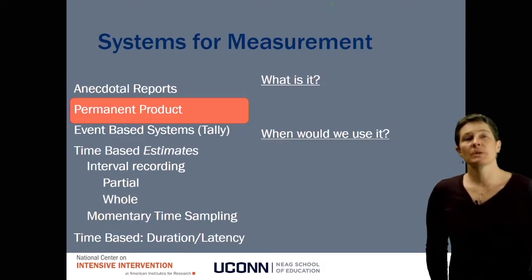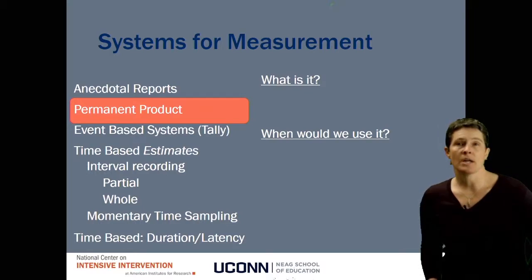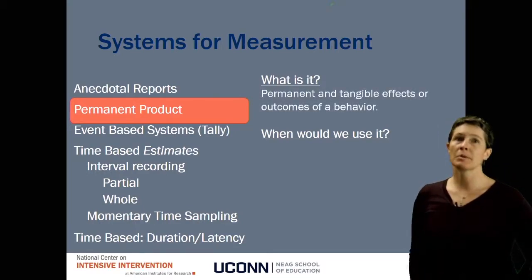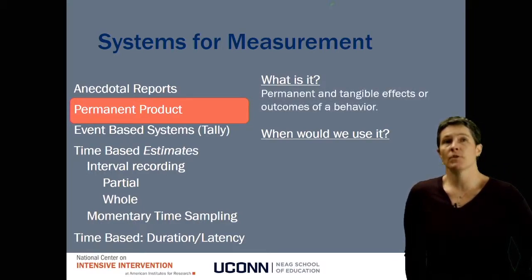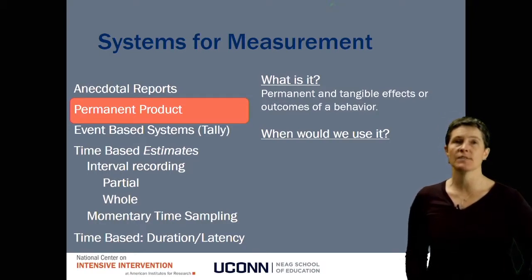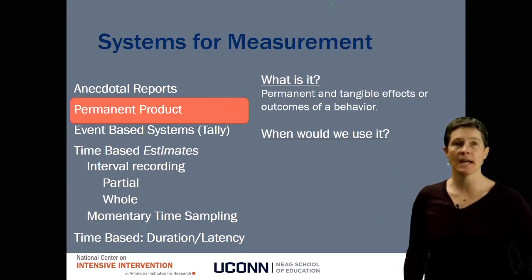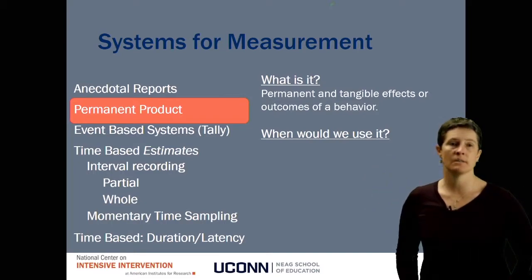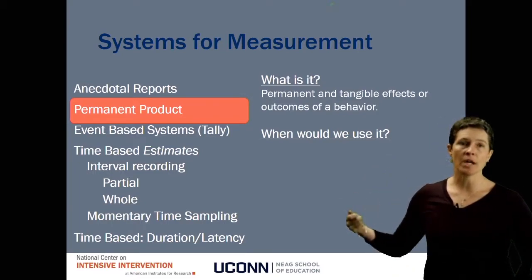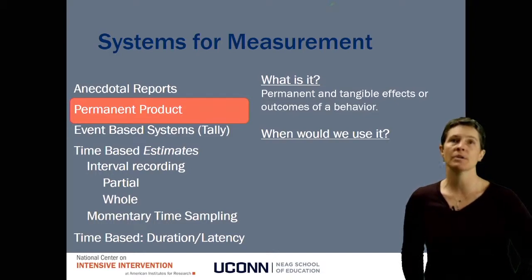The next type of measurement that we're going to talk about is permanent product. So what is a permanent product? Permanent products are just anything that comes out of a behavior. They're the tangible effects of a particular behavior. Things like completed work. How much of a particular assignment did a student complete? You collect the work. You see the student got half of their work done today, 3/4 of their work done the next day. That's a permanent product that's showing you how much work they're able to complete.